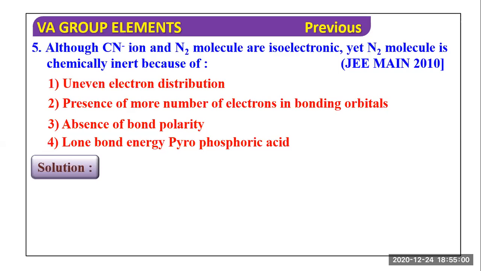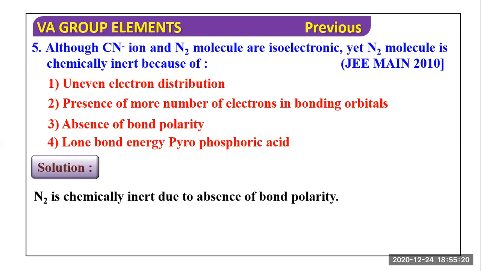Actually, nitrogen has no polarity. Actually, N triple bond N. So it is nitrogen-nitrogen atoms. Both are the same electronegative element. So there is no bond polarity. So we can say nitrogen is chemically inert due to the absence of bond polarity. Okay. So option 3 is correct.